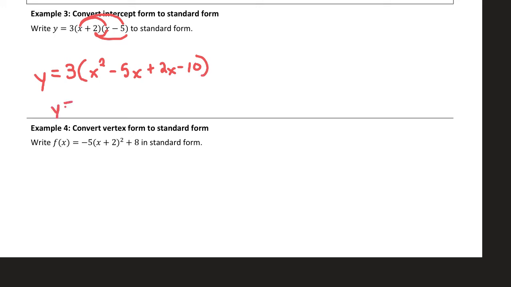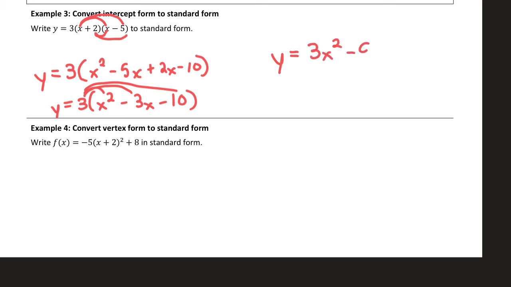So then past that, before I distribute this 3, I'm going to combine the like terms on the inside. This becomes negative 3x minus 10. Close parentheses. Okay? So now at the very end, this is when I'm going to distribute 3 through this entire expression. So in the very, very end, to standard form, y equals 3x squared minus 9x minus 30. Okay? So I handled my distribution of the parentheses first, then I distributed the number on the front.